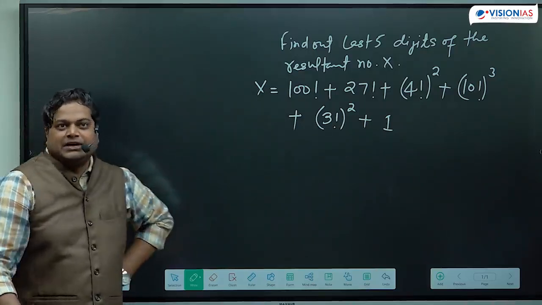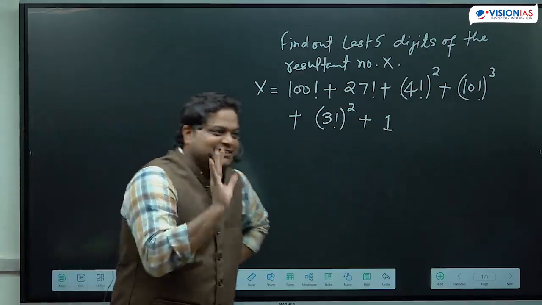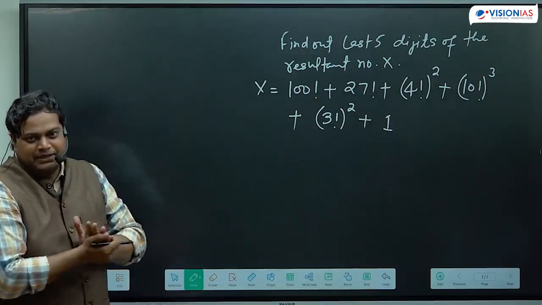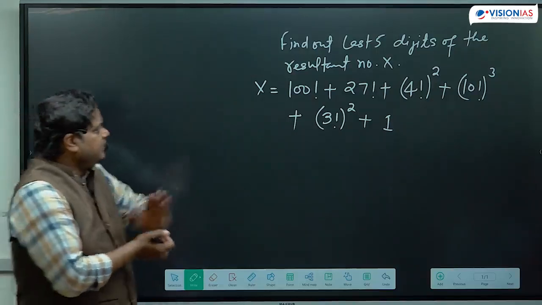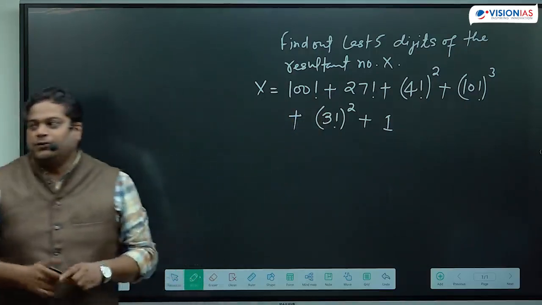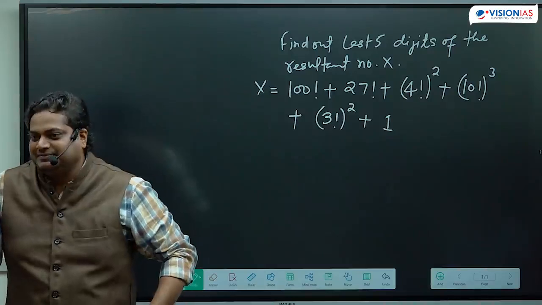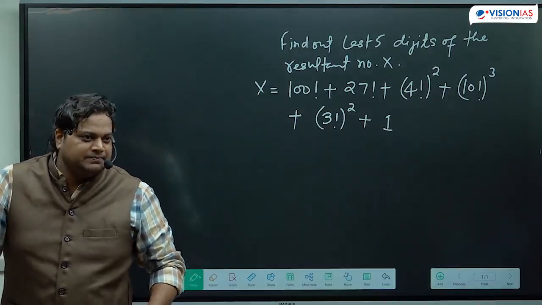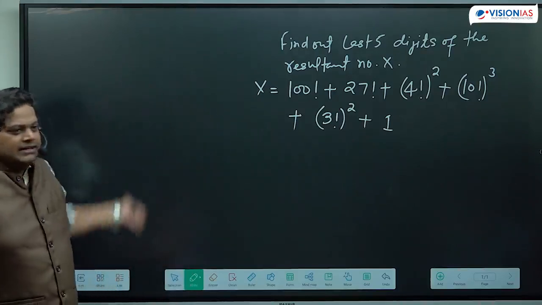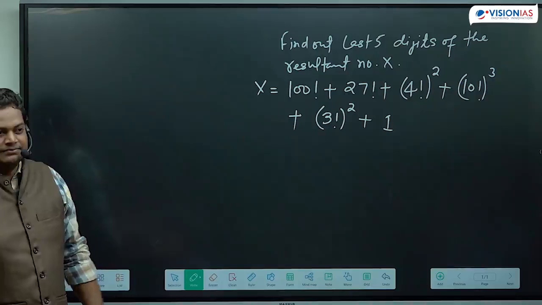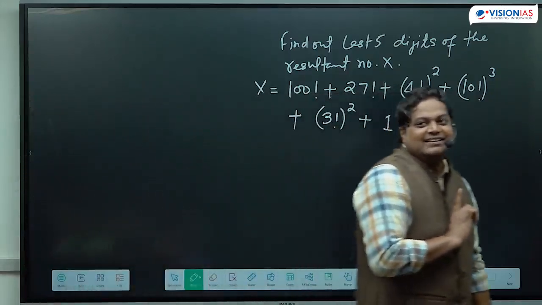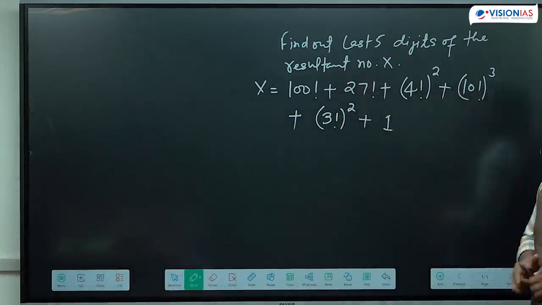Now in this we need to calculate the last 5 digits. What will we do? The same sum approach as we were doing. We need to calculate for each term what can be the last 5 digits. Can we calculate the last 5 digits for each term? Then we can add them. We'll get the answer. Nothing else to do in this, only the last 5 digits we need to calculate and we can simply add them.